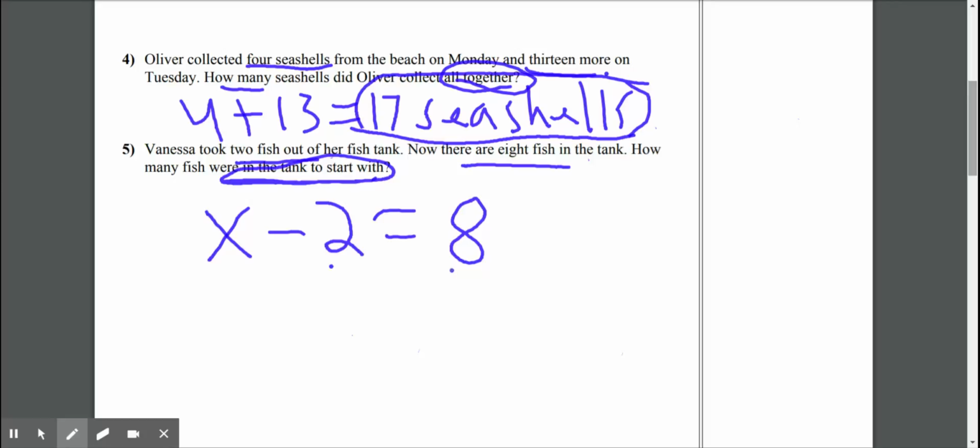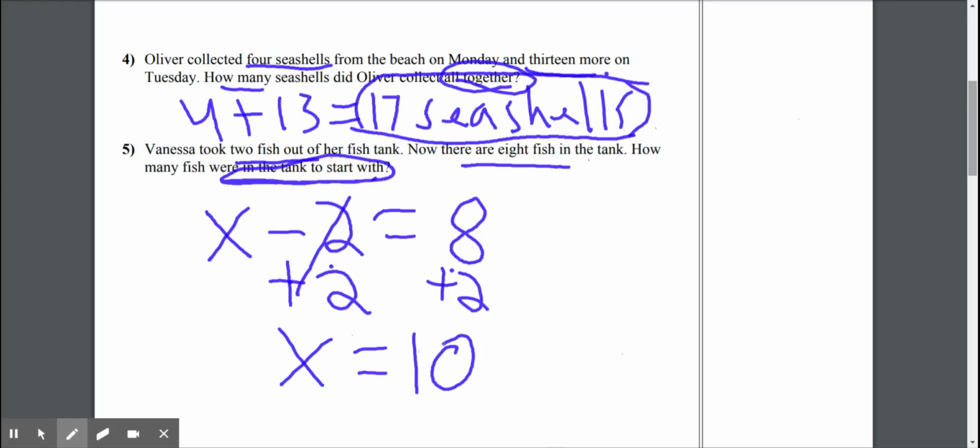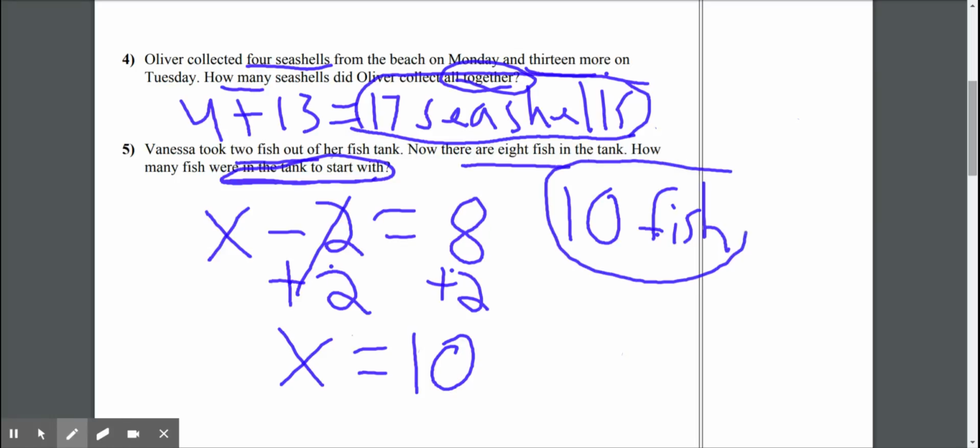So we know here that the x is being bothered by this 2. It's attached by subtraction, because it's minus 2. So we have to do the opposite, plus 2 on both sides. That cancels out. Our x is left over. 8 plus 2, and we get 10. So 10 fish. We put that off to the side here. 10 fish. And then circle. So in a nutshell, that's basically how you can attack those problems as well.